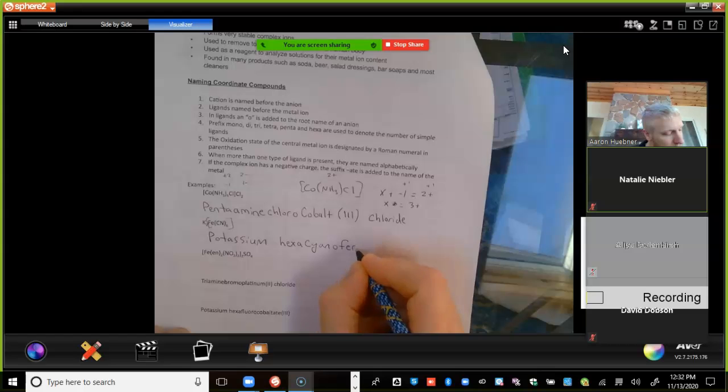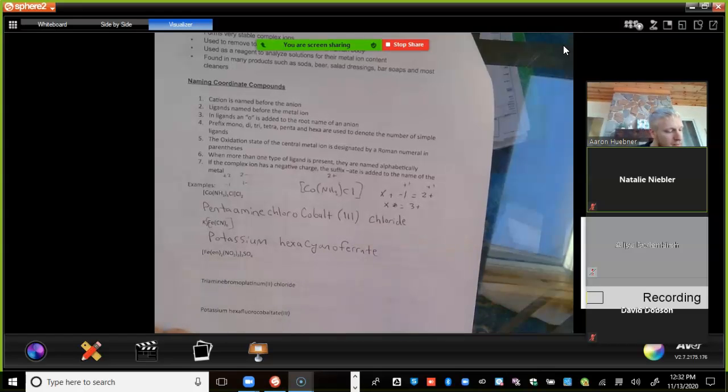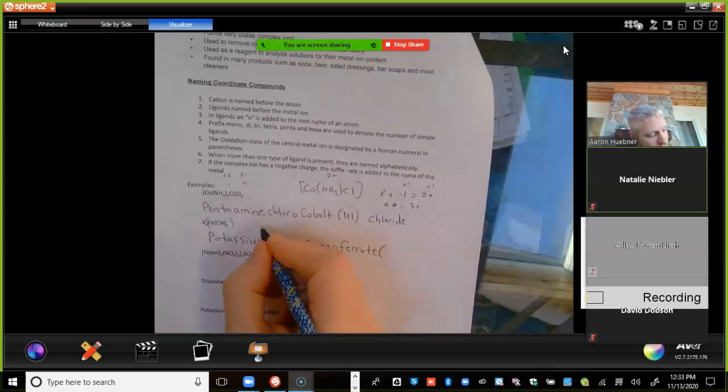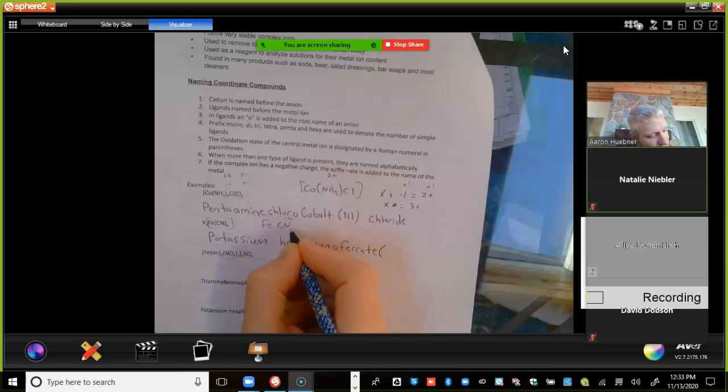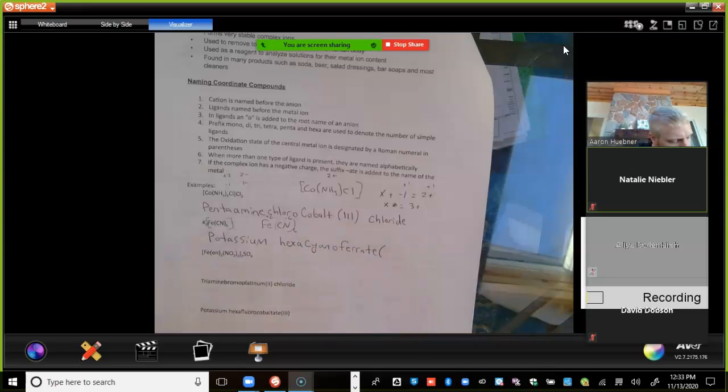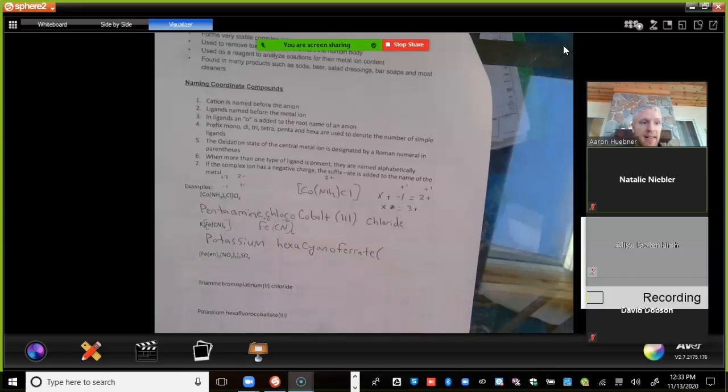Hexacyanoferate instead of ironate. Do we need the Roman numeral? Yes. All right, so now we got to figure out the charge for iron. Cyanide is -1 and there's 6 of them, so -6. So then this has to be +6. Oh, weird. Yeah, so iron is +6 in that case. That's not very common. Usually it's like +3.